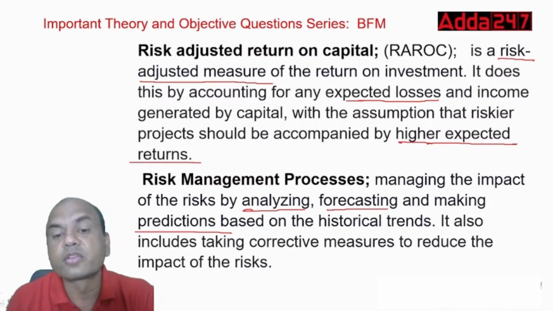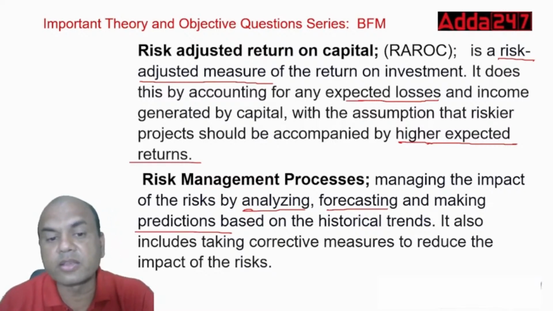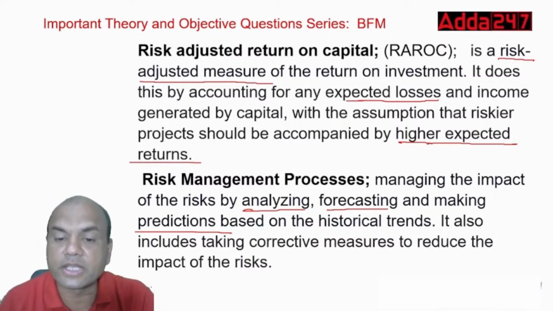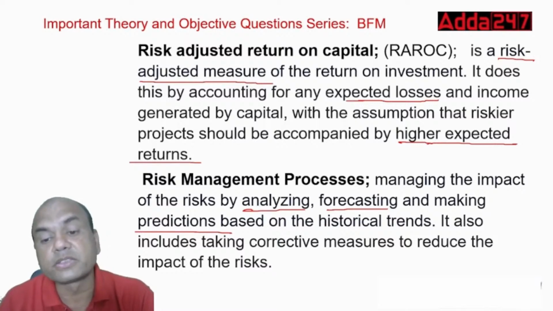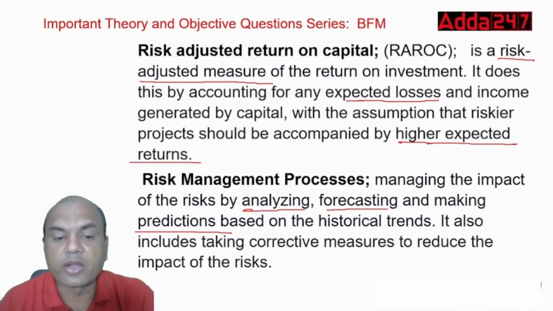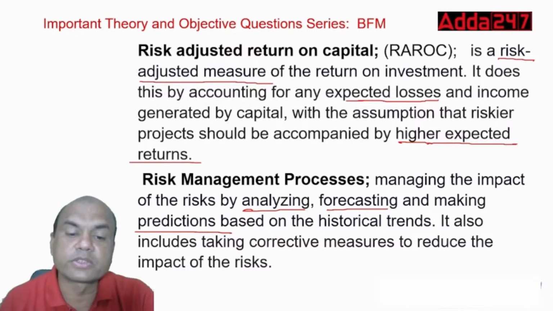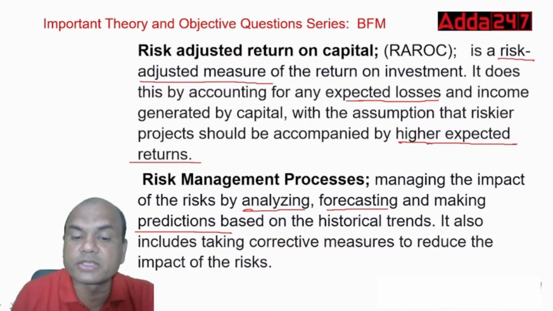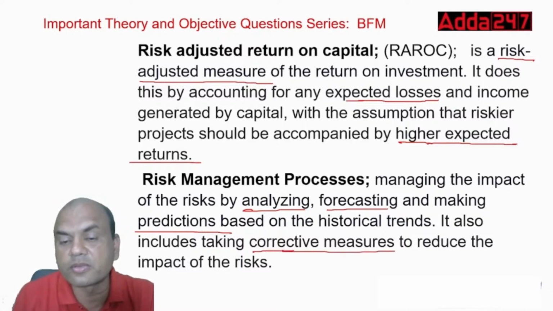Okay. So all the three steps are involved in the risk management process. First is analyzing, second is forecasting, third is making the predictions based on the historical trends. Okay. It also includes corrective measures to reduce the impact of the risk. Corrective measures. What do you mean by corrective measures over here?